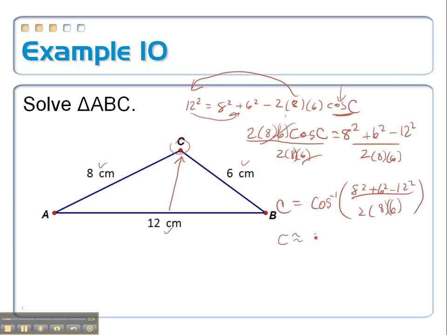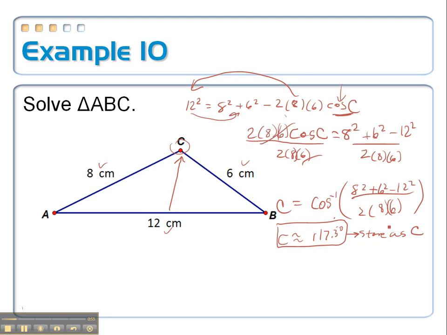117.3 degrees. Now that's a rounded answer, and for our further calculations we don't want a rounded answer because everything based on it's going to have some rounding errors. So whatever you get in your calculator, store that as C.